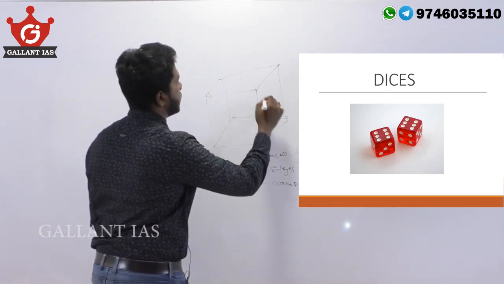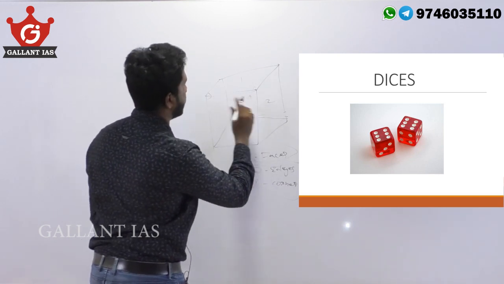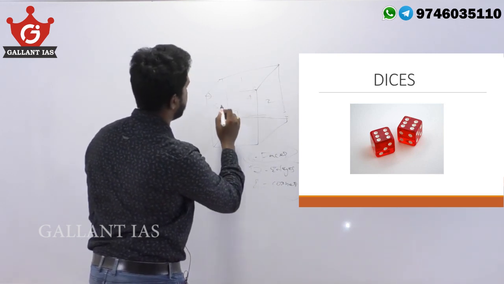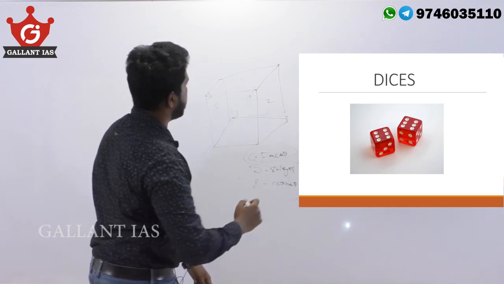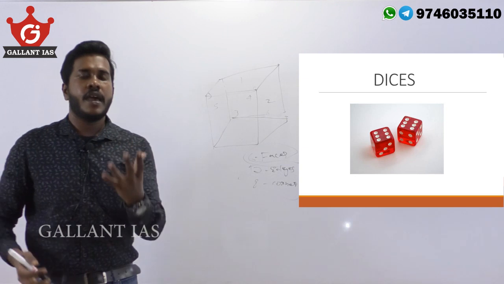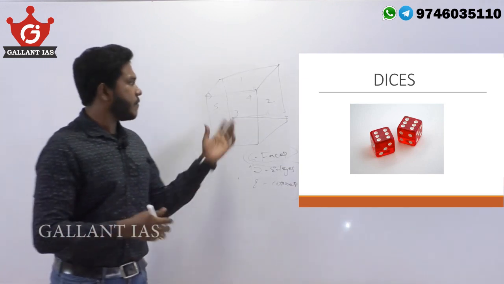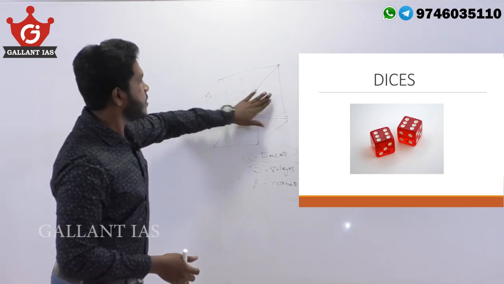I'm giving 1 to this face, 2 and 3 in the front face, and 4 in the back face, 5 and 6. So it got some values now, right? So when a cube has some values on its faces, then it becomes a dice. Instead of numbers, I am giving dots as a value.